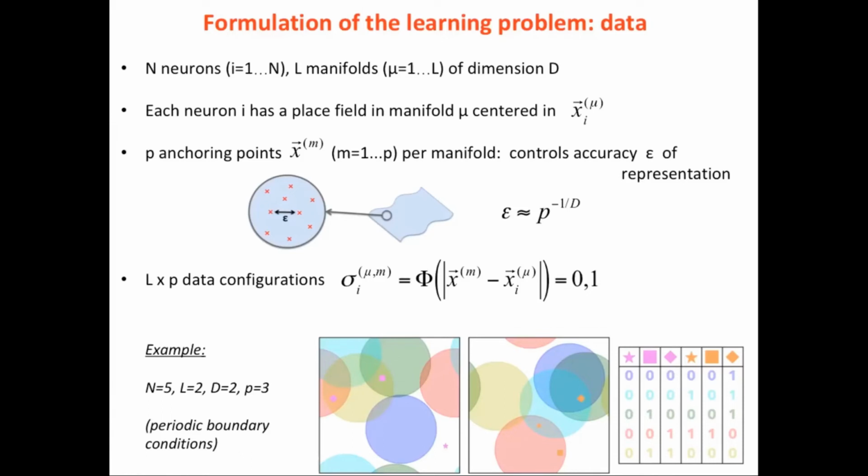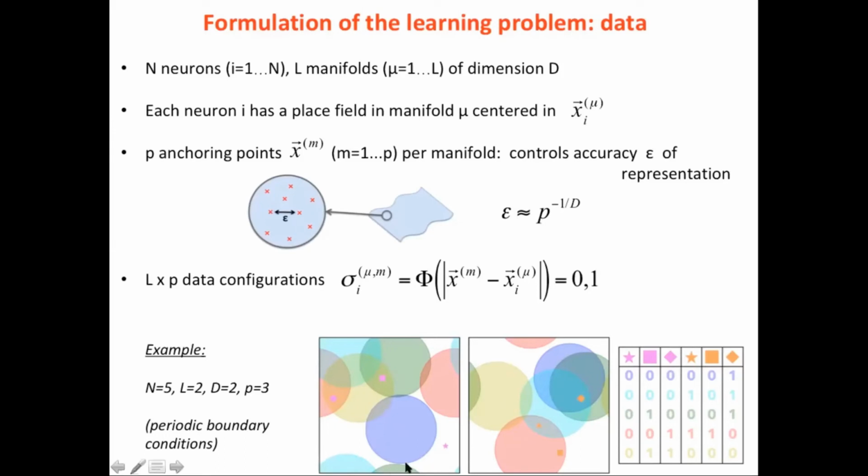Okay, so I give you an example in the bottom drawing of the slide. You see here the case of 5 neurons, which correspond to 5 different colors, and 2 different spaces, 2 different environments, the left and the right here, in dimension 2, and they are 2 unit squares. And you will see 3 anchoring points.